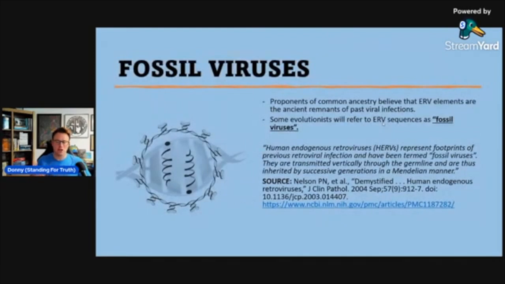So proponents of common ancestry believe that ERV elements are ancient remnants of past viral infections. Some evolutionists will refer to ERV sequences as fossil viruses. And you'll notice the source here, Demystified: Human endogenous retroviruses, or HERVs. So when you see HERVs, with an H before the ERV, that's just representing a human-specific endogenous retrovirus, or a taxonomically restricted retrovirus. They represent footprints of previous retroviral infection and have been termed, again, fossil viruses.